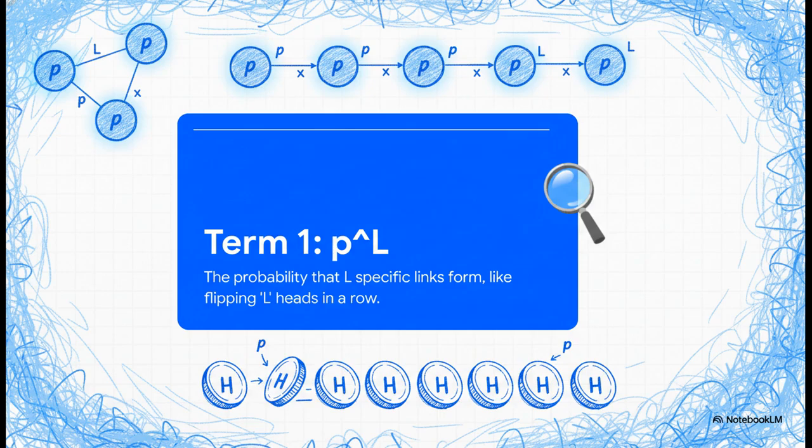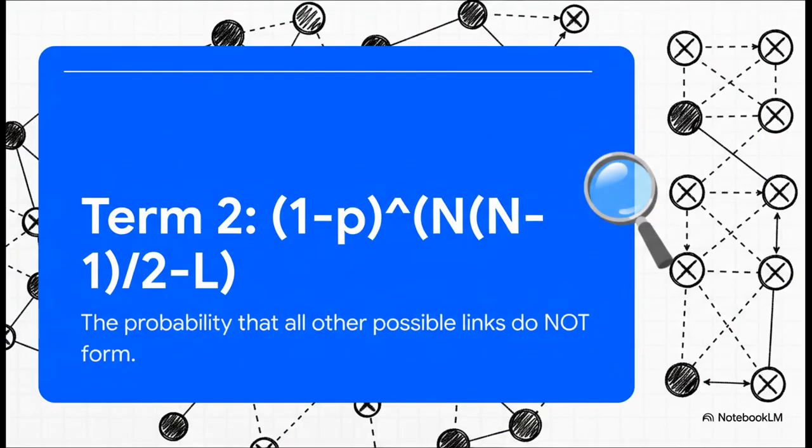So this first part, this is the easy bit. If the probability of any one link forming is p, and each one is an independent event, then the probability of L specific links all forming is just p times p times p, L times. In other words, p to the power of L.